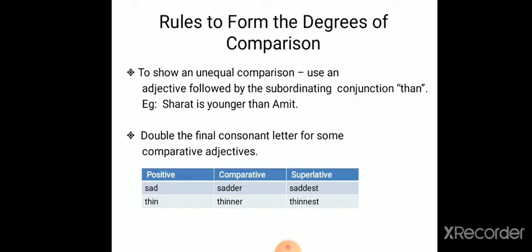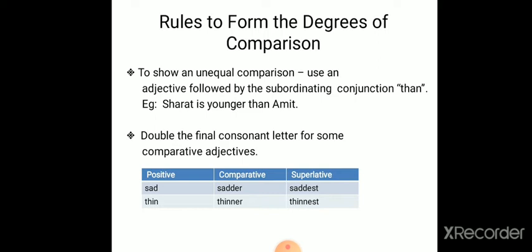Like for example, Sharat is younger than Amit. That means Sharat is younger than Amit. That means Amit is elder to Sharat. Okay, मतलब शरत अमित से छोटा है. So this is an unequal comparison where we are not comparing the equality between the two, whereas we are comparing the inequality between the two.